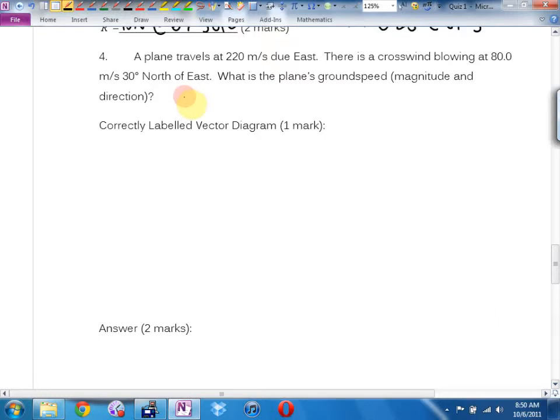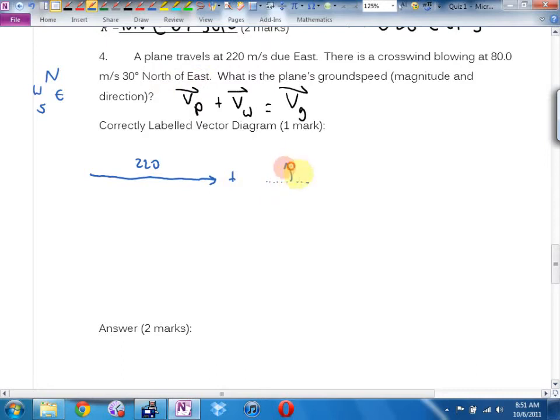velocity of the plane's engines plus velocity of the wind. That's what gave you the velocity with respect to the ground, what the radar tower would see. In other words, I'm going to add these together tip to tail, and because I've scrolled down, I'm going to add another compass rose here. 220 due east plus 80 north of east. There's east. There's 30 degrees north of east, and the crosswind is 80.